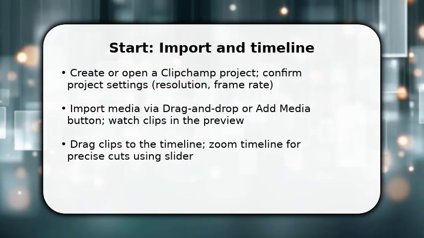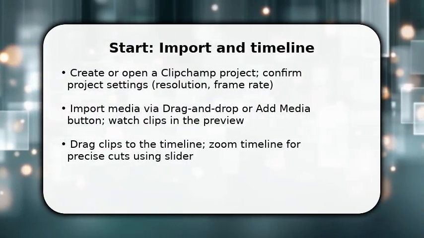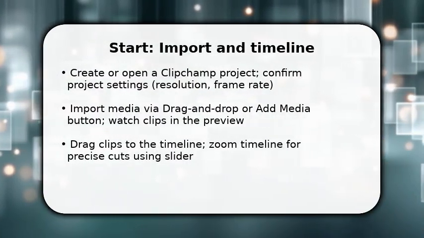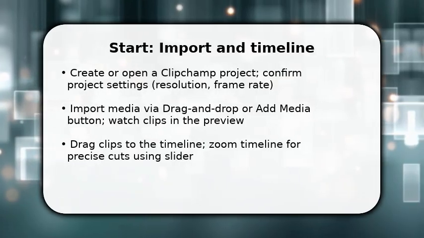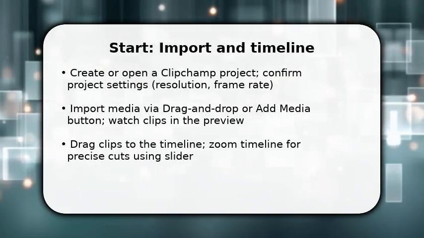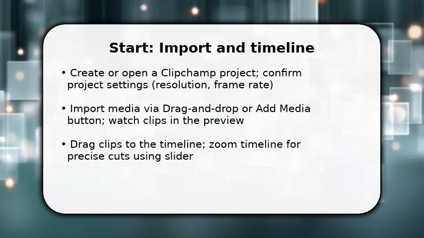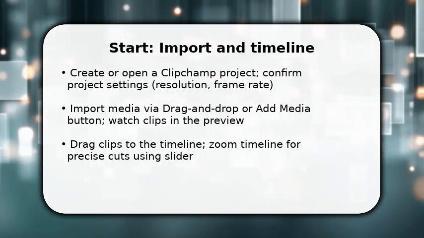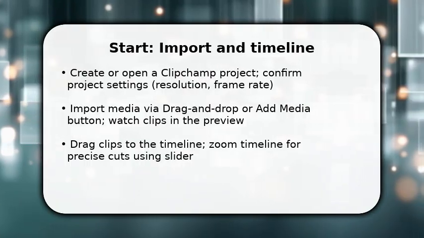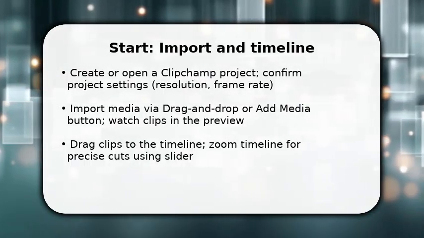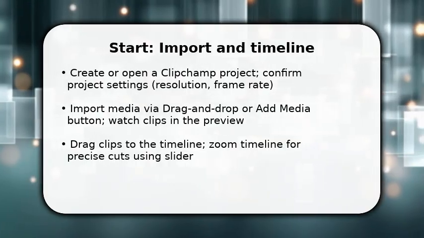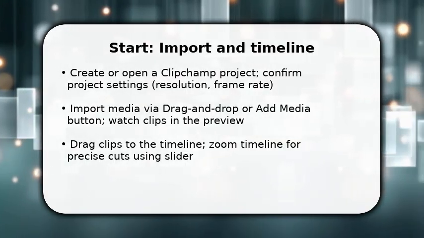You begin by importing footage into Clipchamp and placing clips on the timeline so you can trim precisely. Once done, make sure your project resolution matches the final output to avoid reformatting artifacts. Drag clips from the media bin onto the timeline and use the timeline zoom slider to expand time. This gives you finer control over cut points.